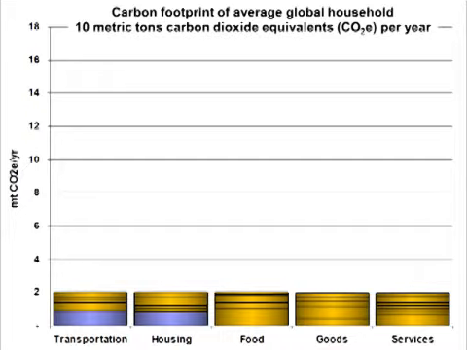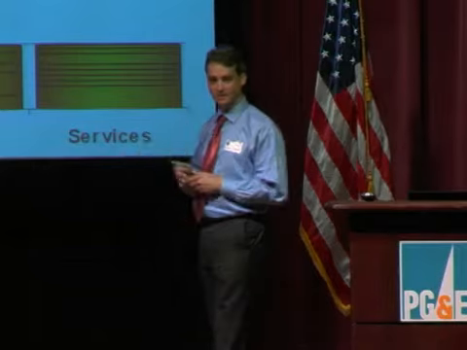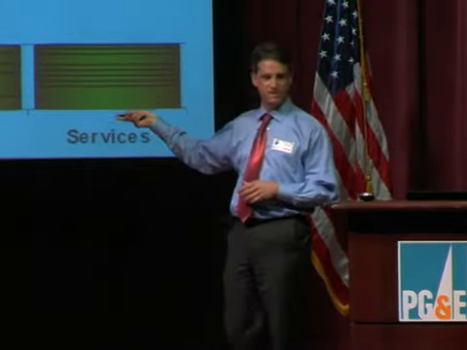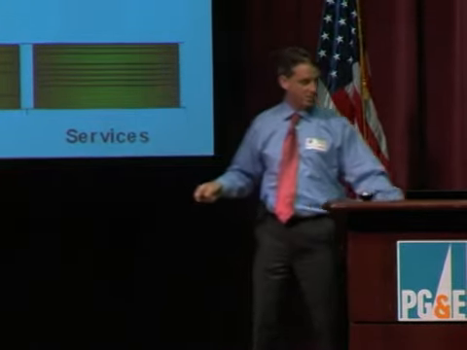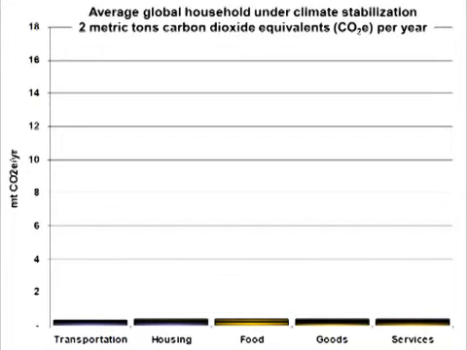This is about an 80% reduction from where we are. Because that's where we are today. That's the average emissions of a typical household today. We need to get 80% below that in order to stabilize the climate. Okay, so that's the scale of the problem that we're dealing with here.